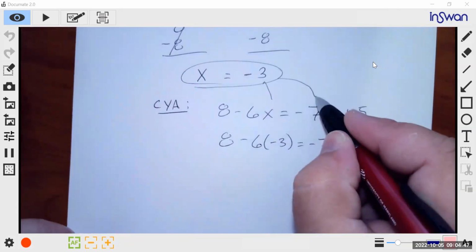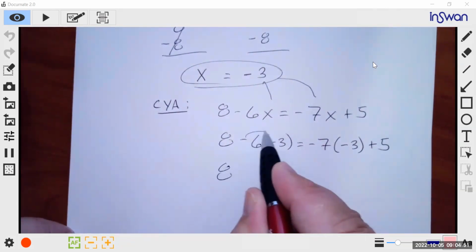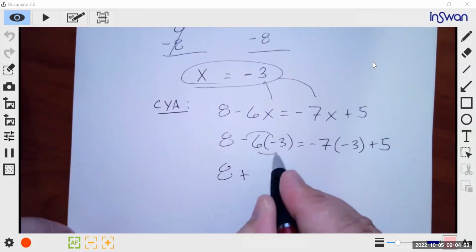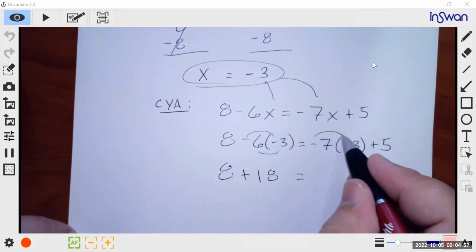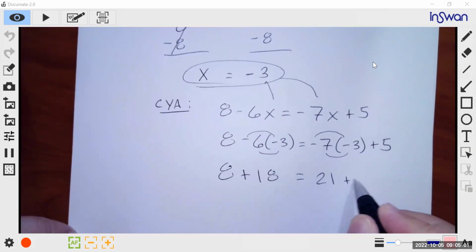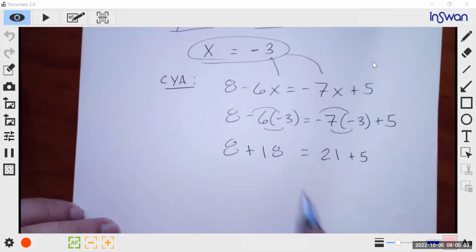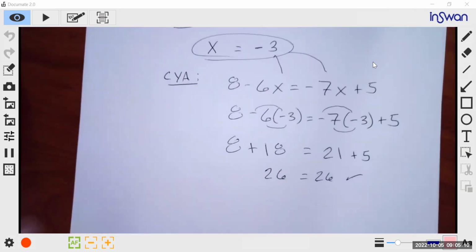Put negative 3 in those two places. So work it out. Negative times negative is a positive. 6 times 3 is 18. Negative times negative is a positive. 7 times 3 is 21. 8 plus 18 is 26. 21 plus 5 is 26. So x equals negative 3 is the answer.